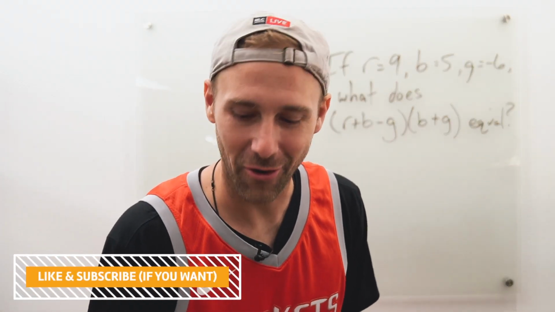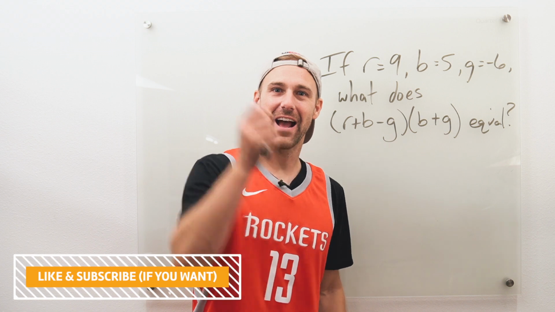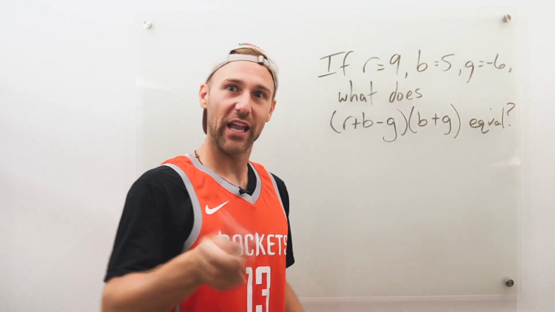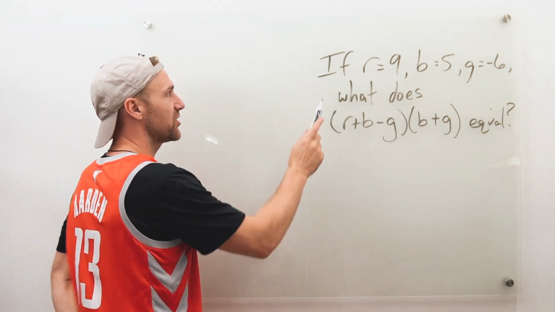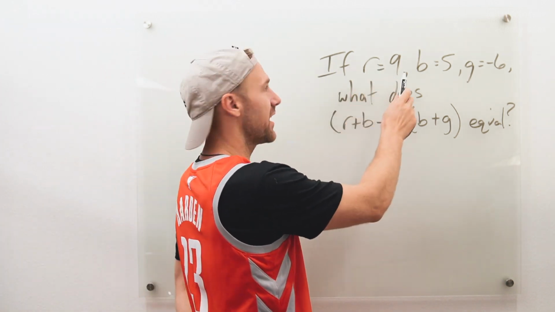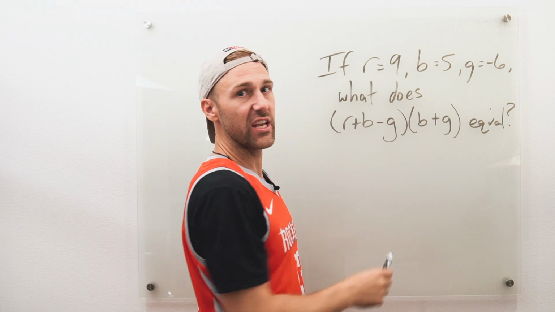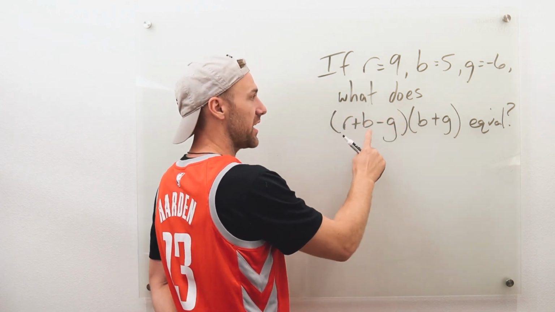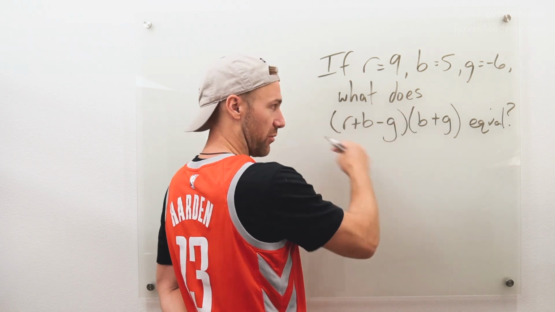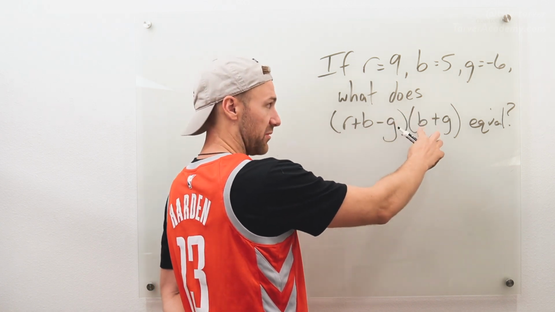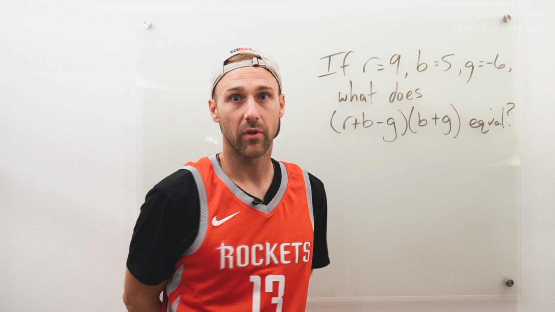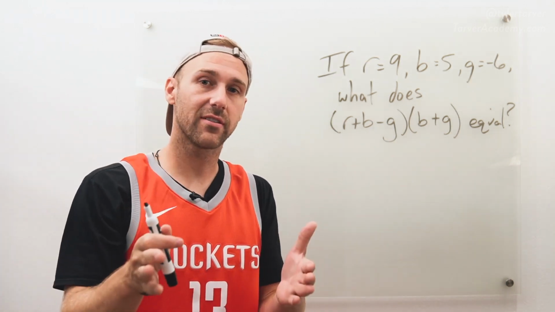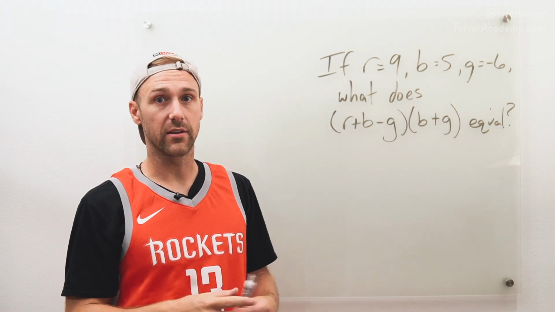It's me, James Harden of the Houston Rockets, and I have got a math problem for you for Tarver Academy. Let's get started. The question is, if R equals 9, B equals 5, G equals negative 6, then what does (R + B - G) times (B + G) equal? I'm going to pause, you pause this, I'm not pausing it. You pause it, see if you can figure this out, and then we'll work it together, see if you got it right.